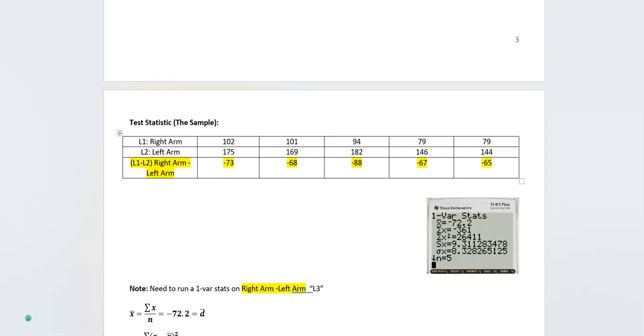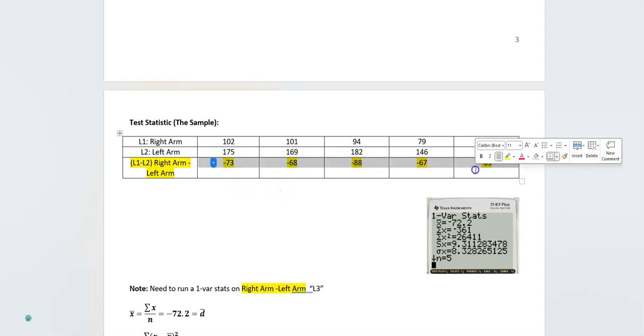And all of these are set up in the same form. You end up subtracting these two, and then the one variable statistics, I'm running it here. It's giving me the following for L3. So you evaluate the subtraction, and then you have to do the following adjustment. So everything's done on L3.